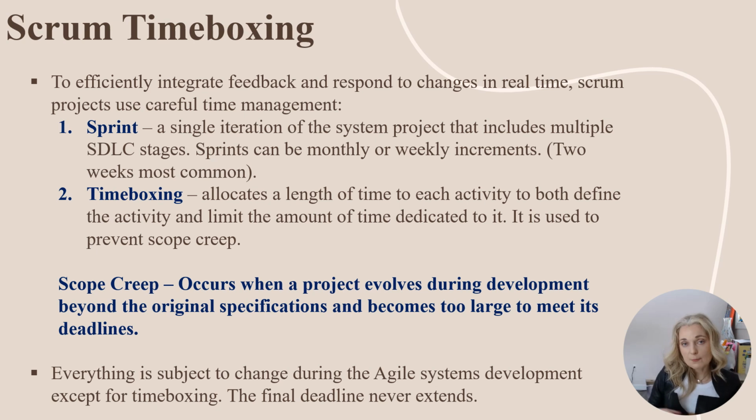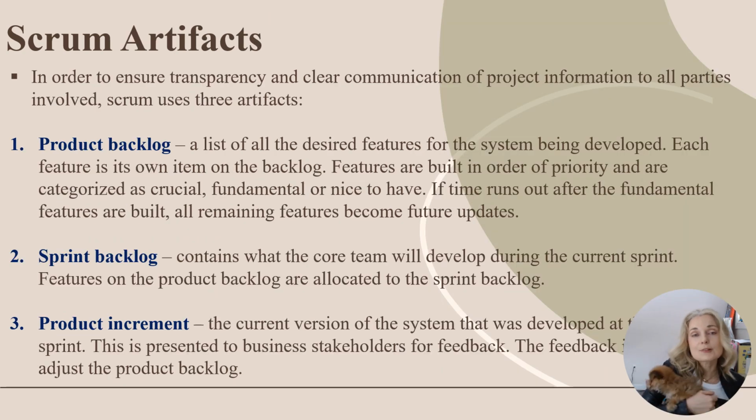The scope of the project will change, and there might be fewer things built than expected, or different things might be built, but they always have to be completed within a certain amount of time. The tools used to keep the team accountable are called Scrum artifacts, and these ensure transparency and clear communication of project information to all parties.